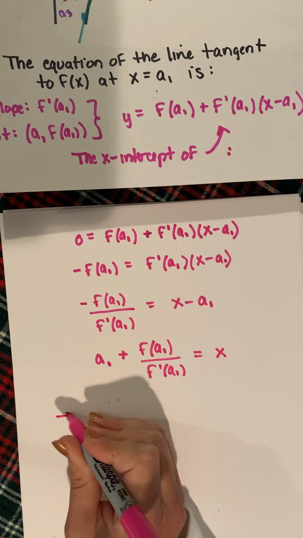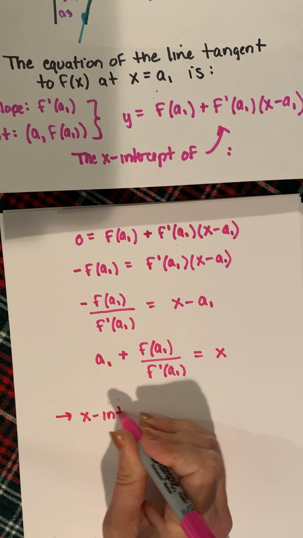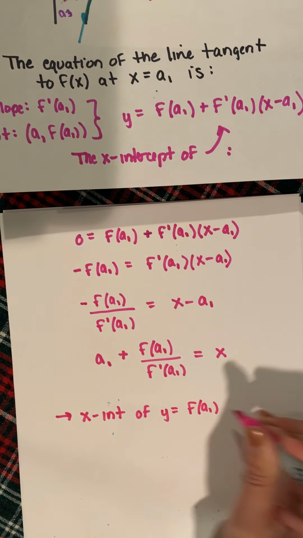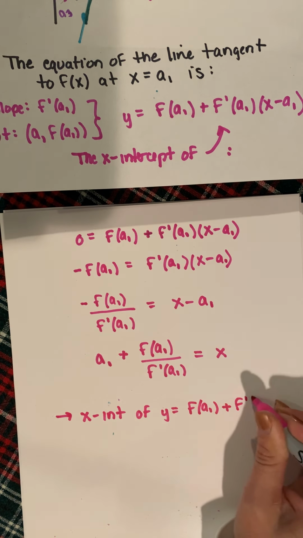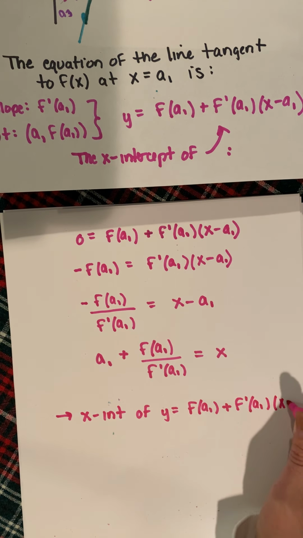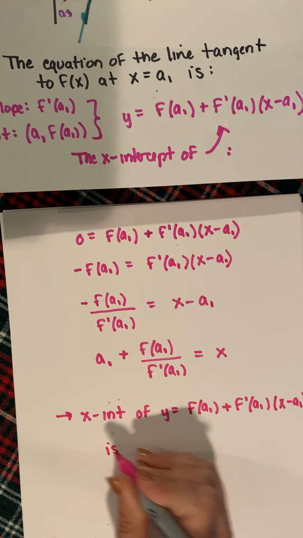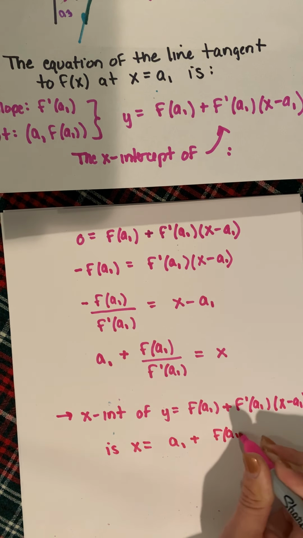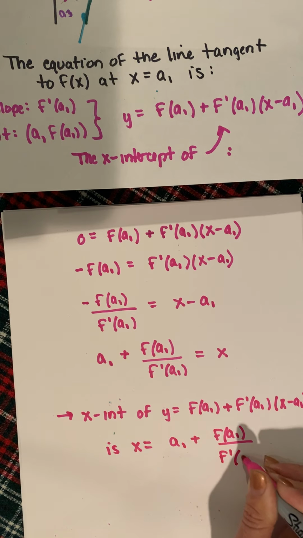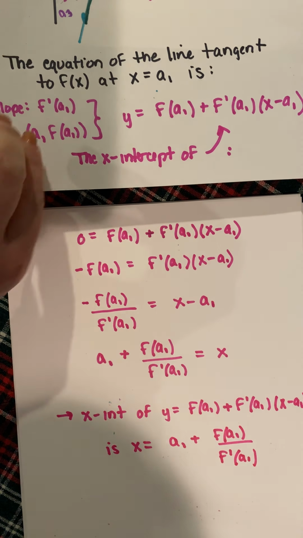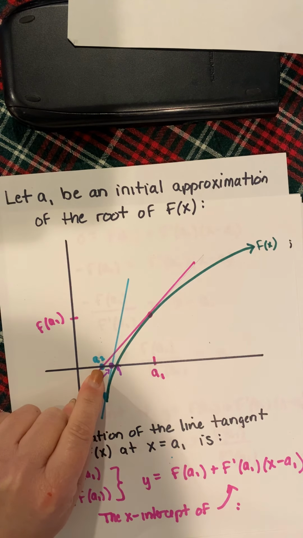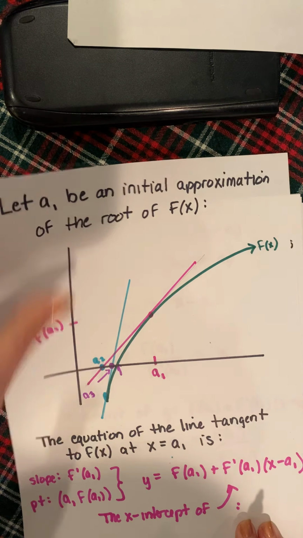So therefore, the x-intercept of the line y equals f of a1 plus f prime of a1 times x minus a1 is x equal to a1 plus f of a1 all over f prime of a1. So that would be this value right here that I put in blue. We're going to use that as our second approximation and repeat the process.